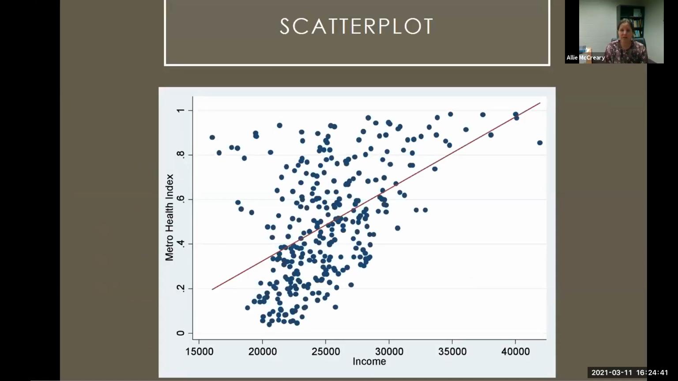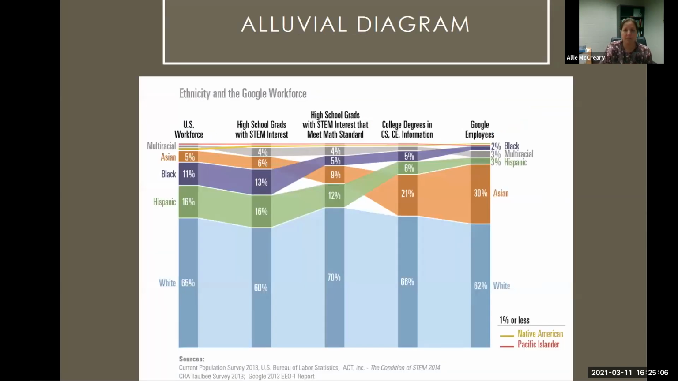Scatter plots are also very effective, just two-dimensional visualizations. They can be showing different trends over time, or this one is showing health index over income, right? Again, you want to make sure that you are labeling your axes appropriately, that you're using a good color differentiation or color contrast. So here they've put their normalized line in red against their blue dots.